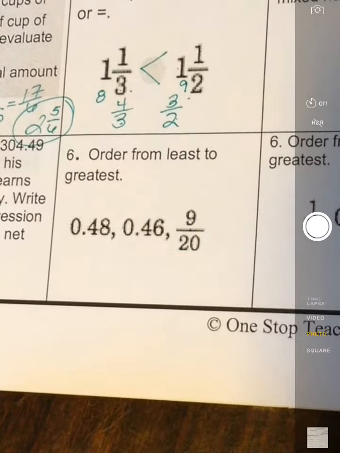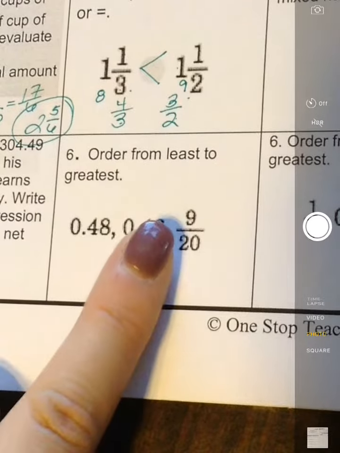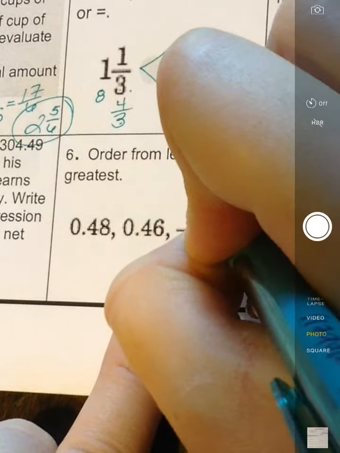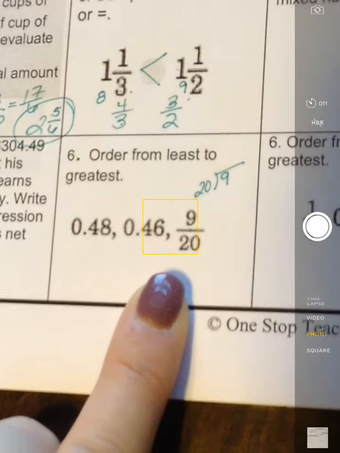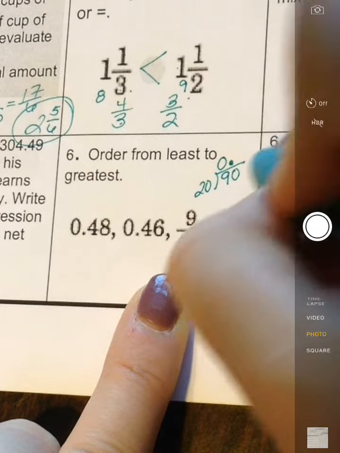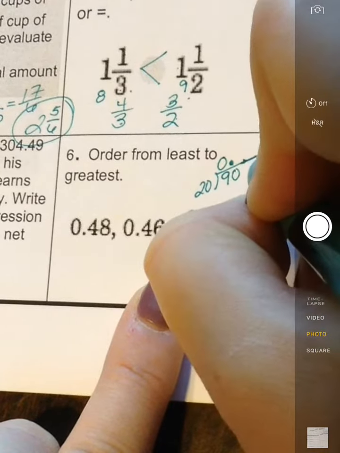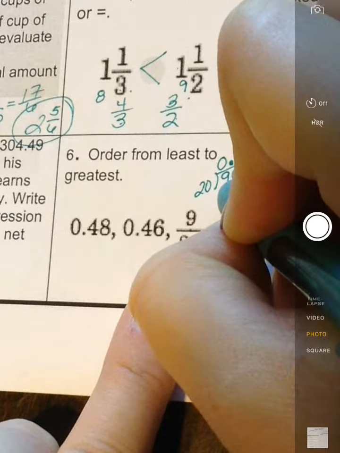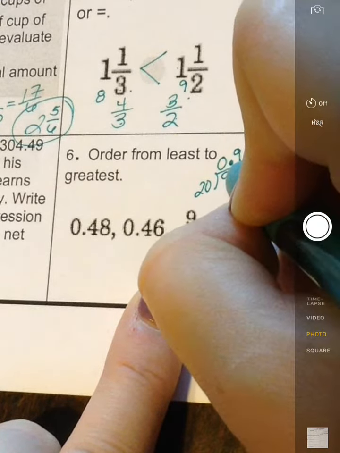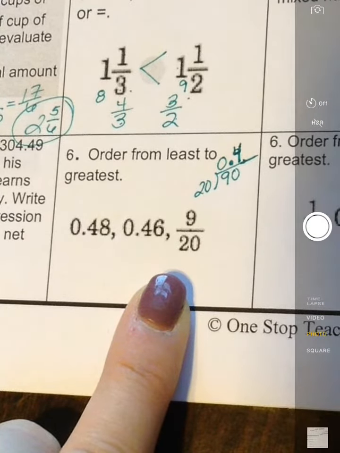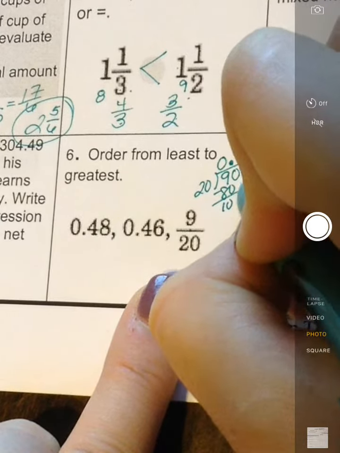And the last one, it wants us to order these. Well, I have a decimal, and not a decimal. So I need to make this into a decimal. So I have to put 20 on the outside, 9 on the inside. Goes in 0 times, so drop a 0. 20 into 90 will go 9 times, which gives me, no, that's not true. It will go 4 times, which gives me 80. 10 left over.